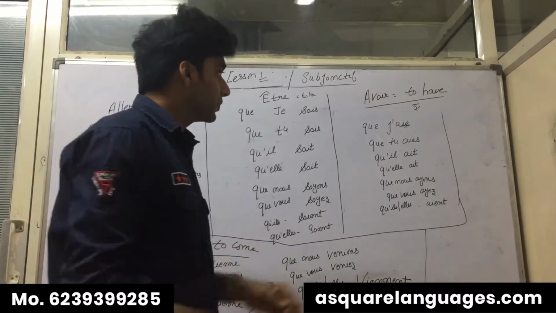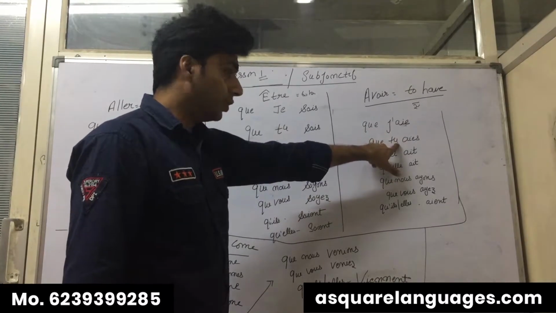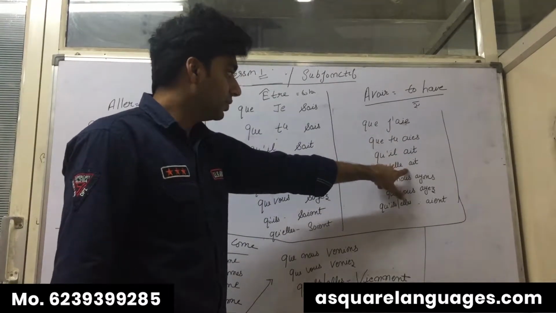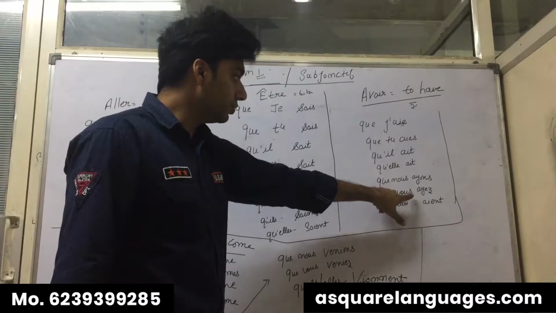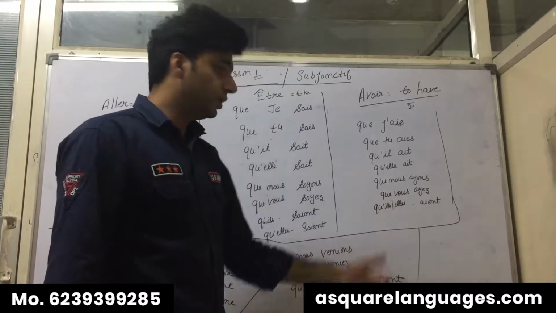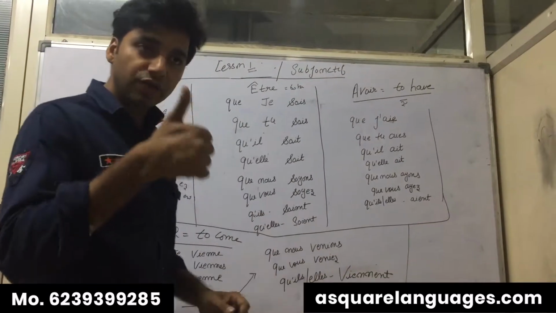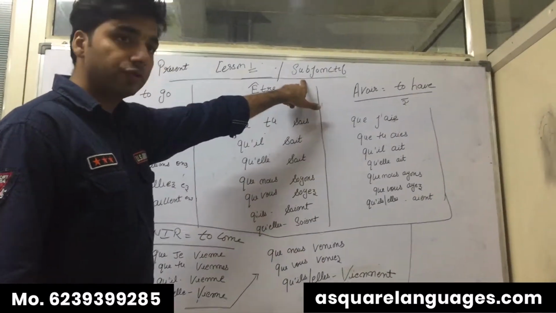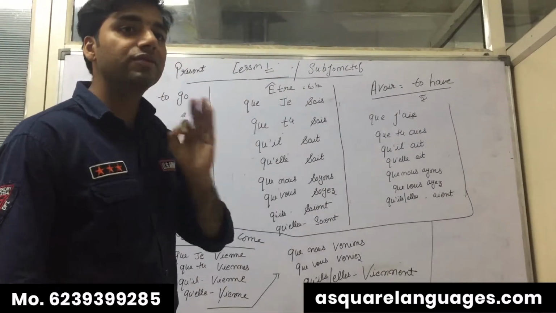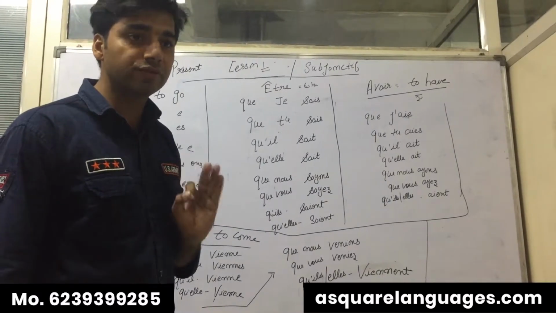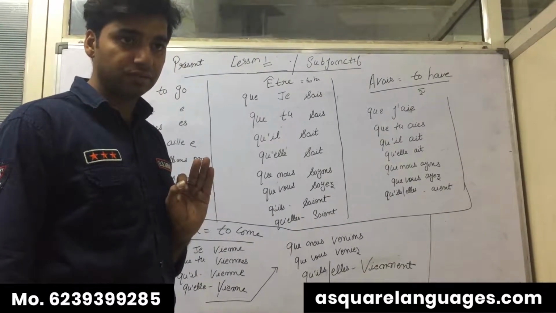Okay. So, j'aie, tu aies, il/elle ait, nous ayons, vous ayez, ils aient, elles aient. Monsieur, vous devez consacrer le temps dans votre subjonctif. C'est très simple. Ce n'est pas difficile. It is not difficult. Right?